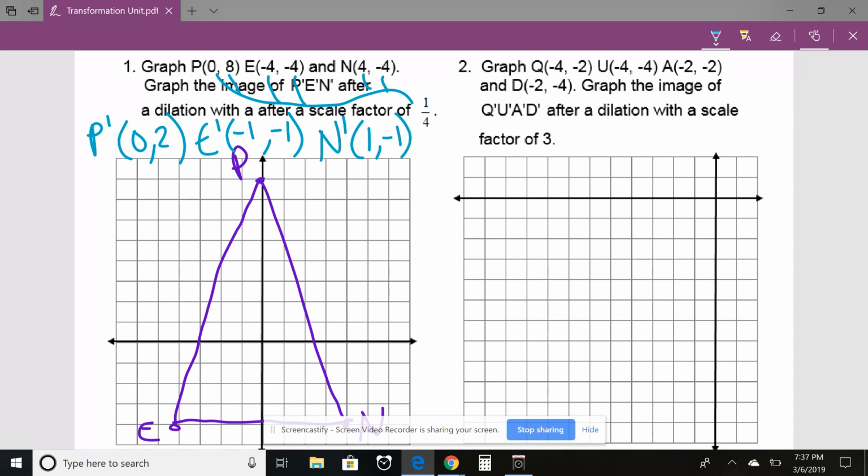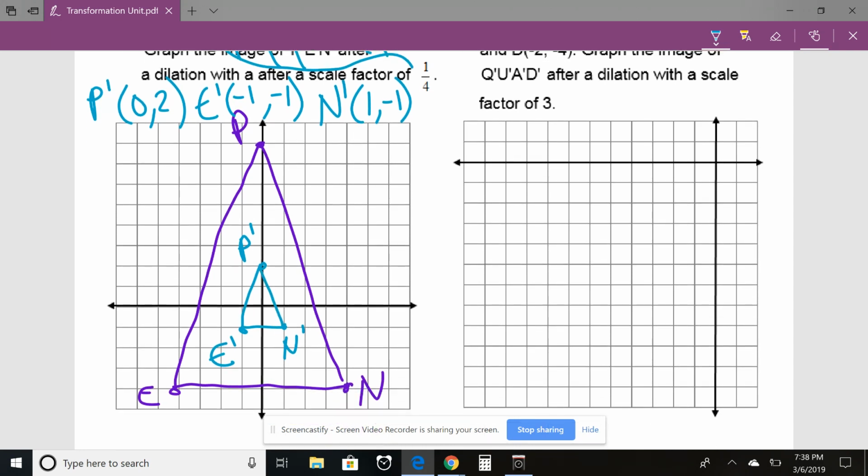All right, so we have (0, 2). That's my P prime. E prime is (-1, -1). N prime is (1, -1). And there's my dilated figure. So it stays the same shape, and it just gets smaller. And these are what's called similar figures. So we made our dilated figure smaller in this case.